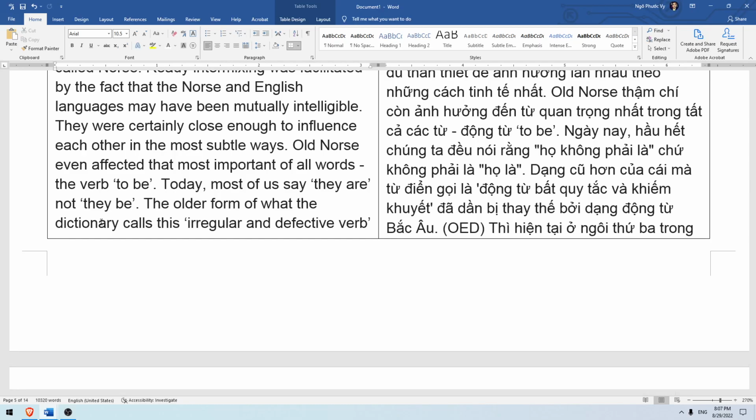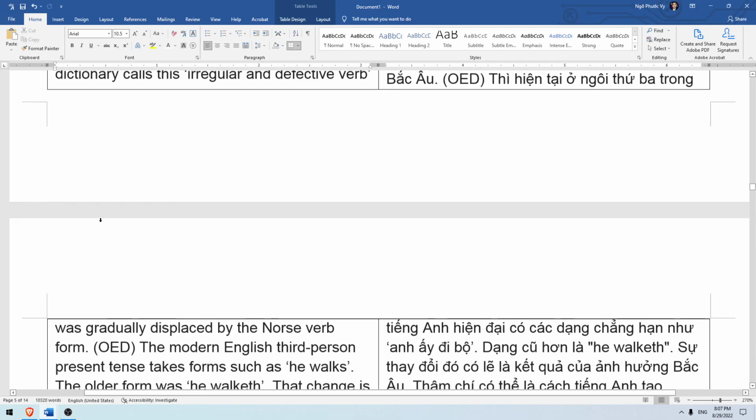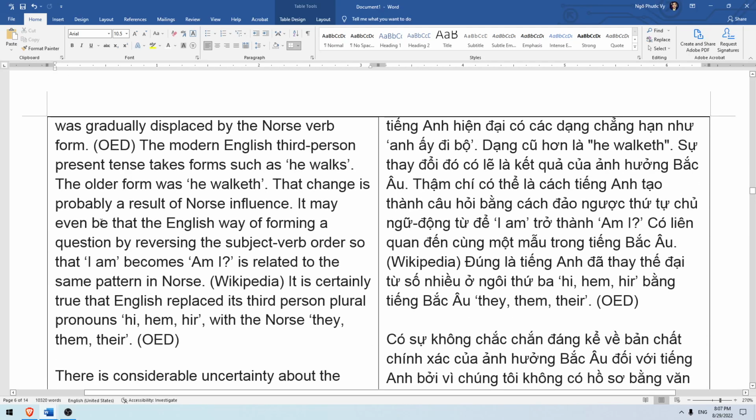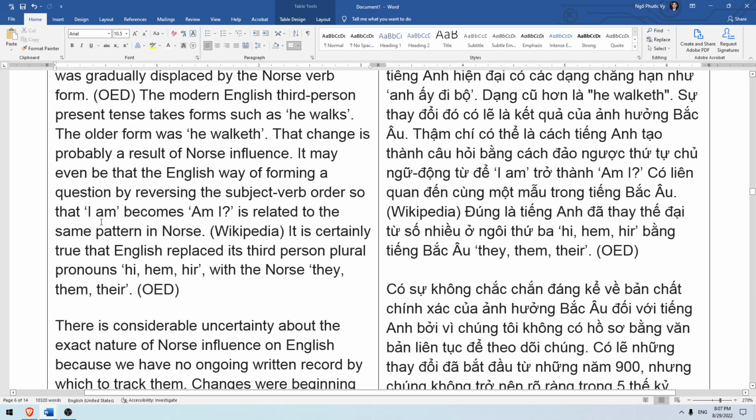Old Norse even affected that most important of all words, the verb to be. Today, most of us say they are, not they be. The older form of what the dictionary calls this irregular and defective verb was gradually displaced by the Norse verb form. The modern English third person present tense takes forms such as he walks. The older form was he walketh. That change is probably a result of Norse influence.